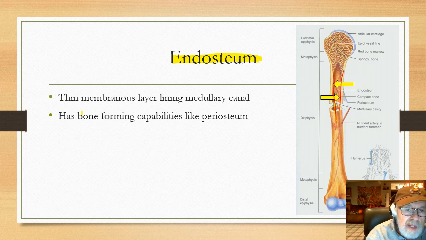So what happens, it has the same ability to form bone on the inside, just like the periosteum does on the outside. So the endosteum is very synonymous with the periosteum, except the periosteum is on the outside because it's peri, around, outside. Endo, within, so it's inside that canal of the bone. Again, that canal is still filled with that cancellous spongy bone.